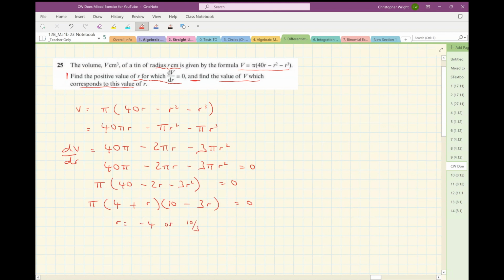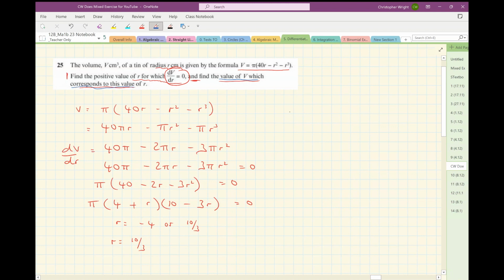Well, clearly r can't be minus 4. r has to be a positive number. So the positive value of r, for which dV by dr equals 0, is r equals 10 over 3. So now I'm going to find the value of V which corresponds to this value of r.